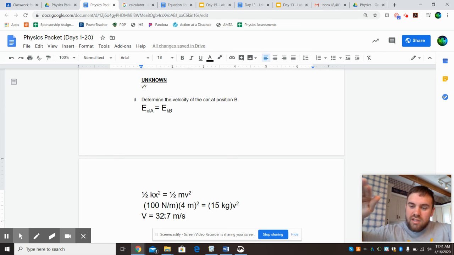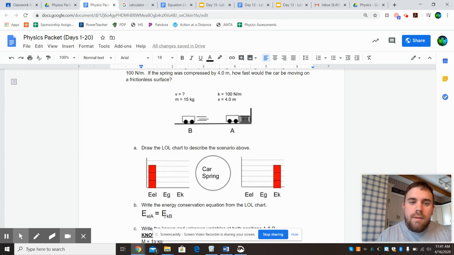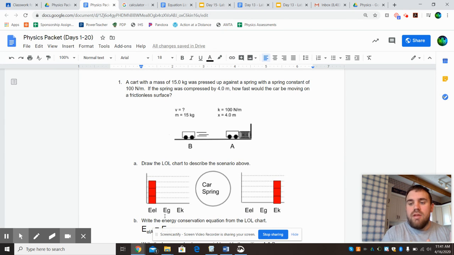And that is how you determine velocity, and how you can use the law of conservation of energy and these quantifications of energies to now make predictions. So what I just did was, if this spring is compressed 4 meters, I now know that the velocity of that car when it leaves, assuming a frictionless surface, is going to be 32.7 meters per second.